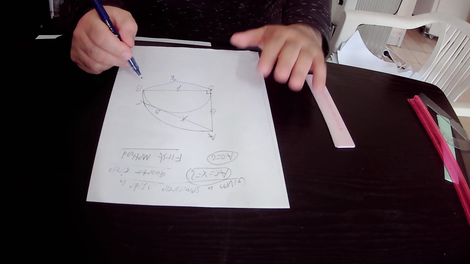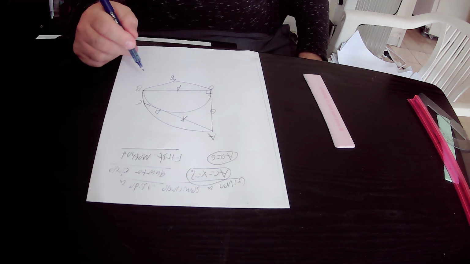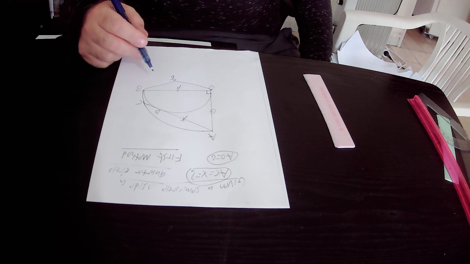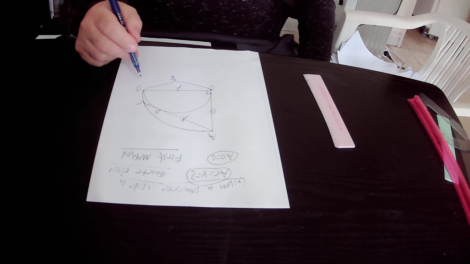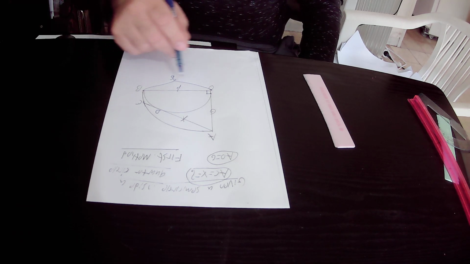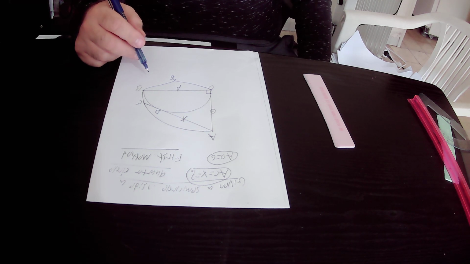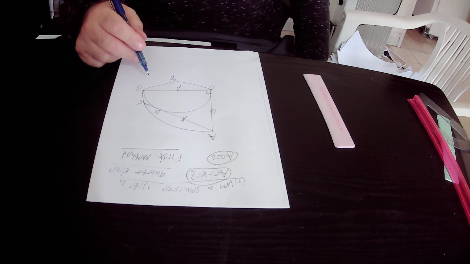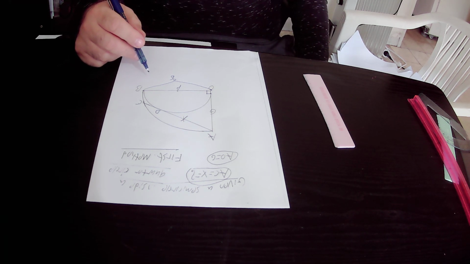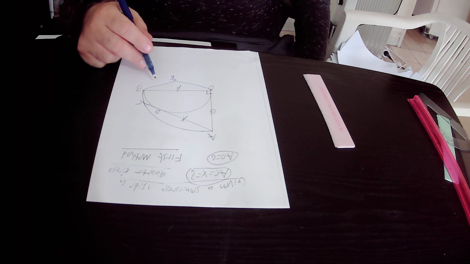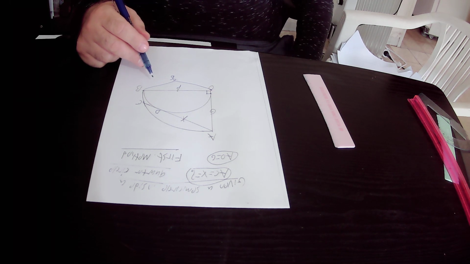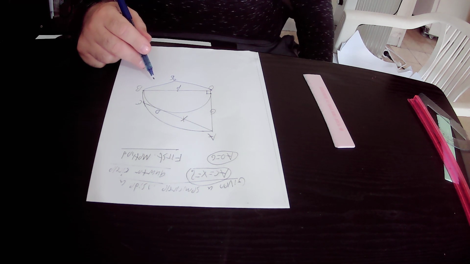But OB is not only the radius of the quarter circle, it is also the diameter of the semicircle. So the diameter of the semicircle equals 6 units. Therefore, the radius of this semicircle will be half of it, that is to say, 3 units.